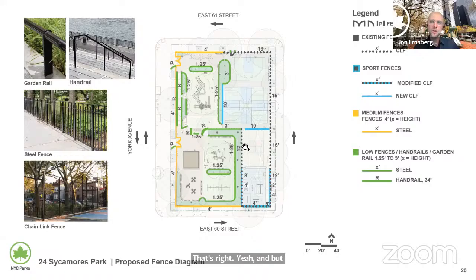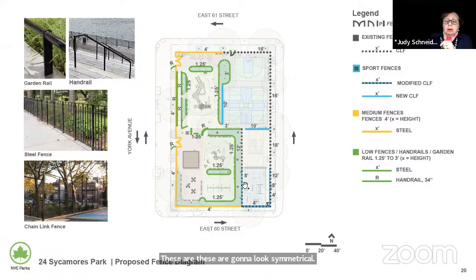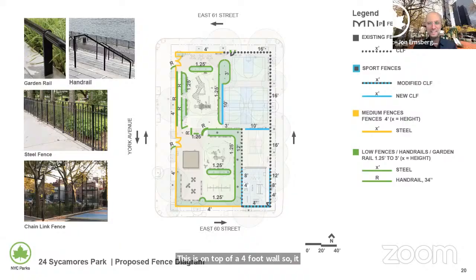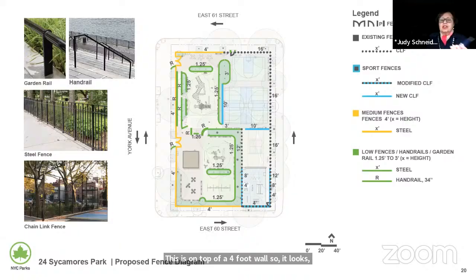These are going to look symmetrical. This is on top of a 4-foot wall. Ah, okay. Yeah, okay, I get it now. I see the question for sure. I kind of didn't understand it, a lot of numbers. Yeah, okay. Yes. Okay, so if it's on a wall, I get that.